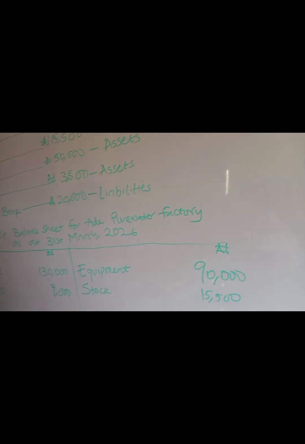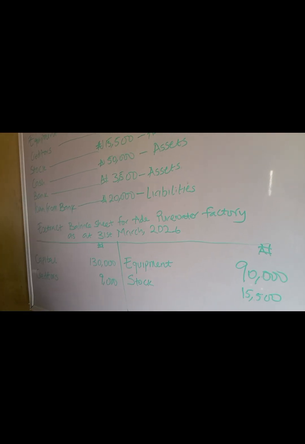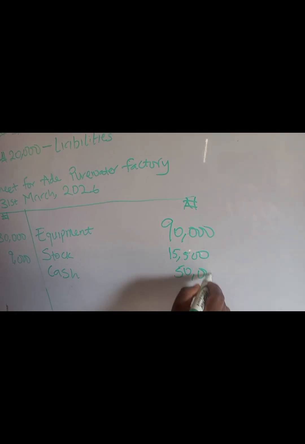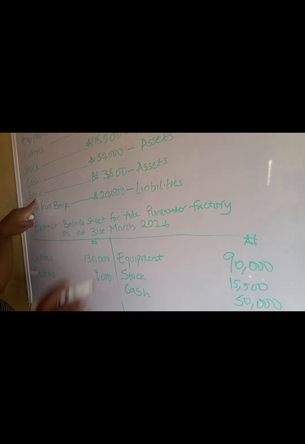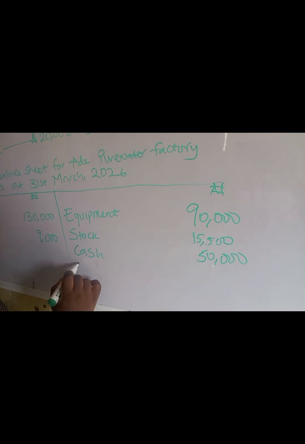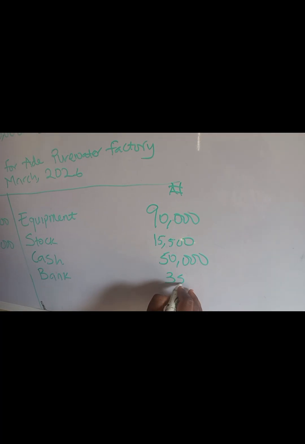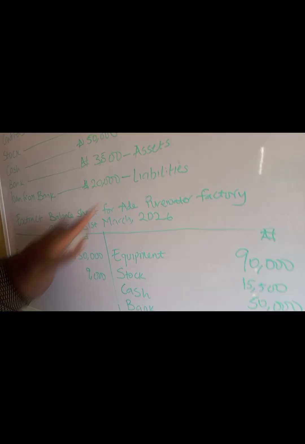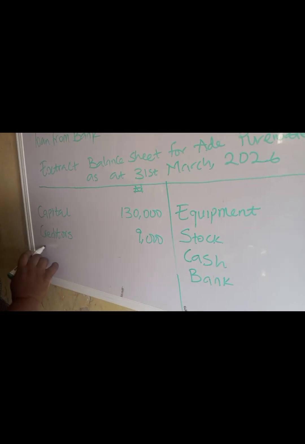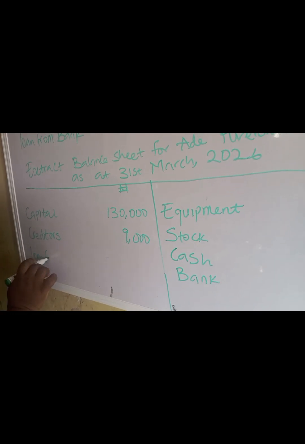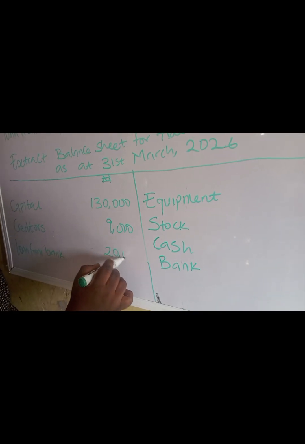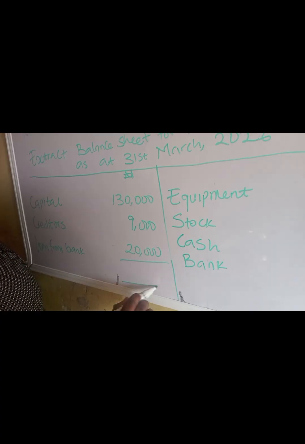15,500. Our cash, the cash we have in hand, also comes as an asset. 50,000 naira. Our bank, the money we have in the bank, which is also an asset, is also coming here. Then a loan from bank is a liability, so it's coming here. $20,000. So it's time to sum up.